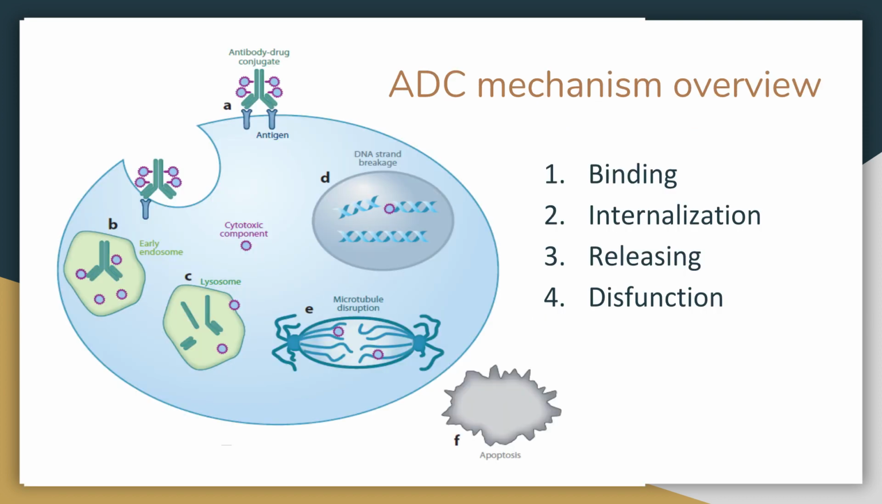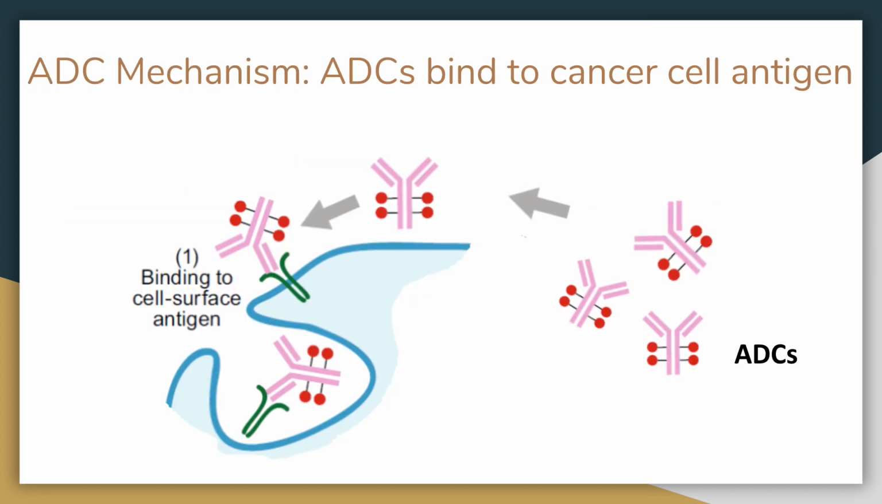Here's a general overview of the mechanism by which ADCs work. First, the ADC is administered via intravenous infusion directly into the bloodstream, where it will find and bind to specific cancer antigens, causing internalization. The orchestration of this step is more difficult to engineer than it appears on paper, and the actual uptake of ADCs is extremely low.